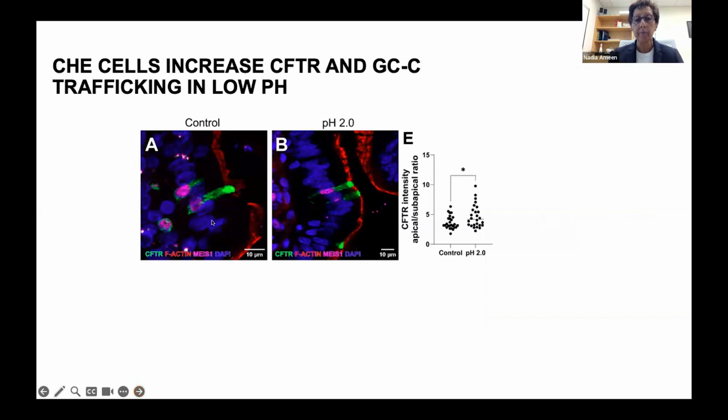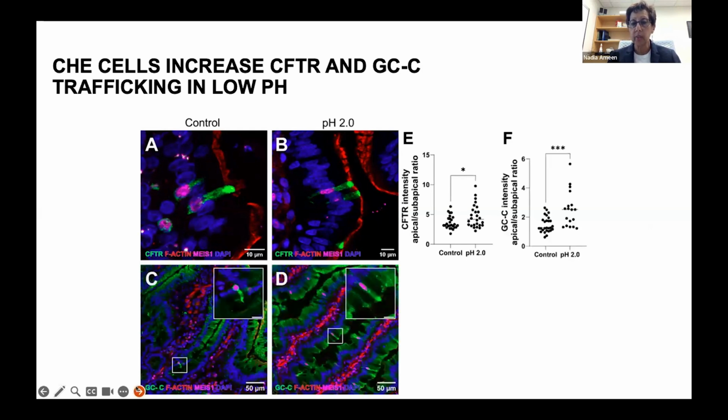You can see here, we looked at CFTR also. So in the normal condition, there's a lot of apical CFTR, but when you lower the pH, it moves to the apical domain, and that's shown also graphically by the quantification. GCC has a similar kind of response: you can see the GCC in green here, upregulated in the apical portion of the chi cell when you lower the pH in the lumen.